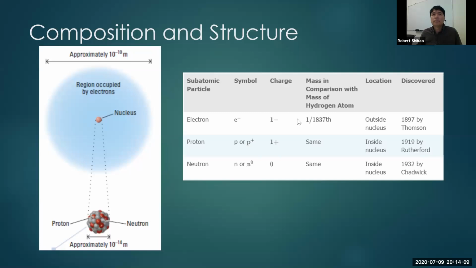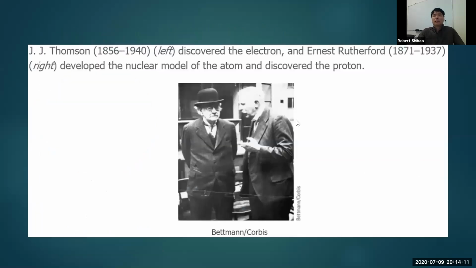Let's move on here. These two experiments are really important. J.J. Thomson, this guy here, and Ernest Rutherford, this guy here. These are two pivotal figures. Thomson's electron, Rutherford's nuclear model of the atom. Let's move on.